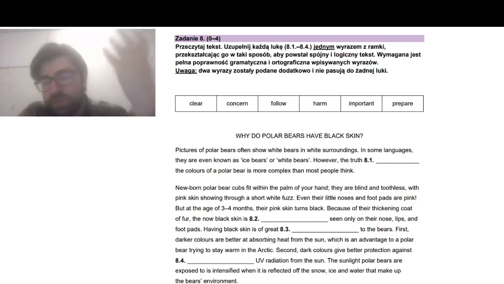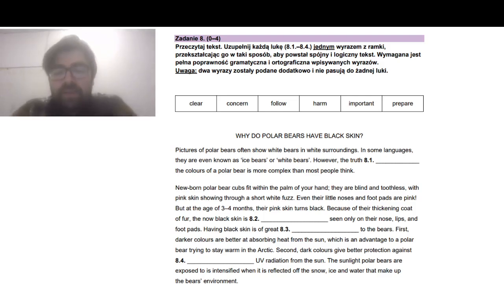First, darker colors absorb heat from the sun, which is advantageous to polar bears trying to stay warm in the Arctic. Second, dark colors give better protection against something, UV radiation from the sun. Okay, now we have our last part, the second one. So we are talking about the second advantage. Dark colors give better protection against something, UV radiation from the sun.